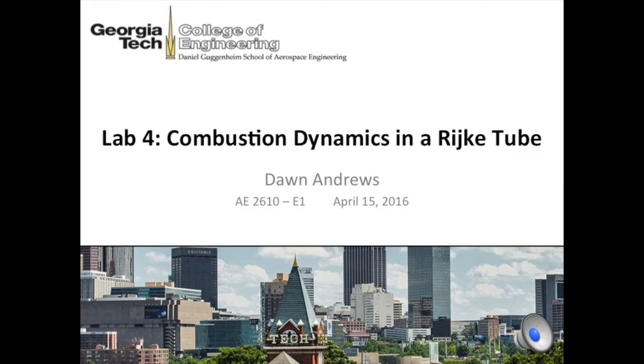I'm from Lab Group E1 and I'm presenting Lab 4, Combustion Dynamics in a Rijke Tube. This experiment will be looking into the frequencies and amplitudes of the oscillations caused by the combustion reaction. It will also be a demonstration of the Rijke Tube itself, as well as several other types of measurement tools used in the experiment.